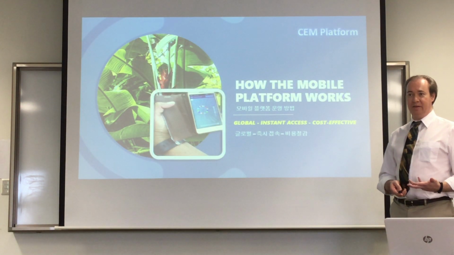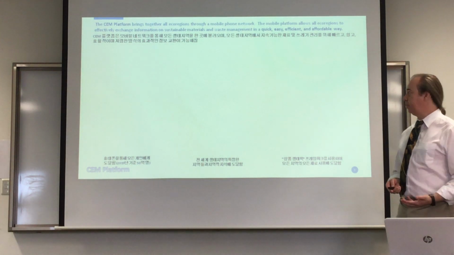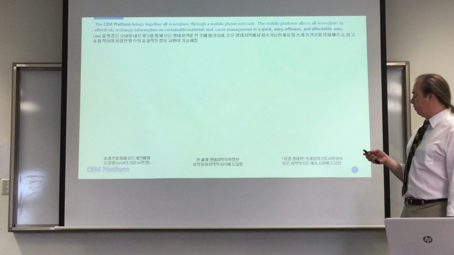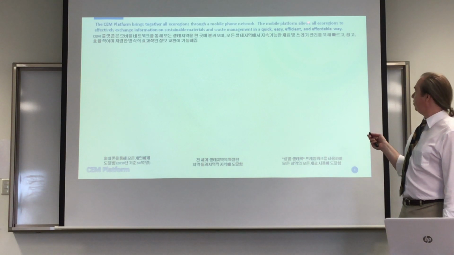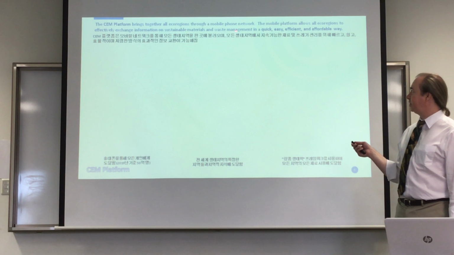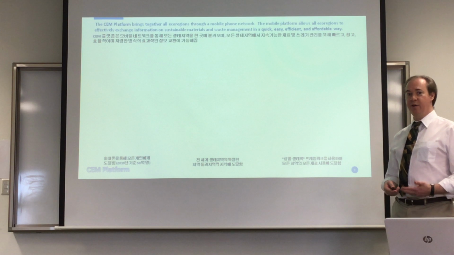Let me talk to you about 3 levels of this platform and how they work together in more detail. The CEM platform brings together all ecoregions, as I said, through a mobile phone network. The mobile platform allows all ecoregions to effectively exchange information on sustainable materials and waste management in a quick, easy, efficient, and affordable way.